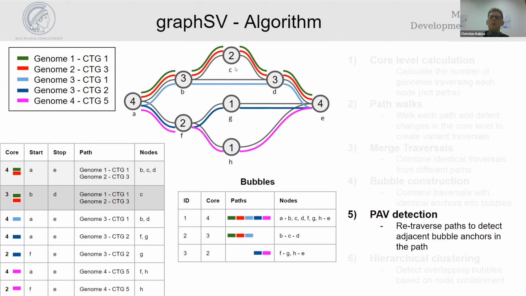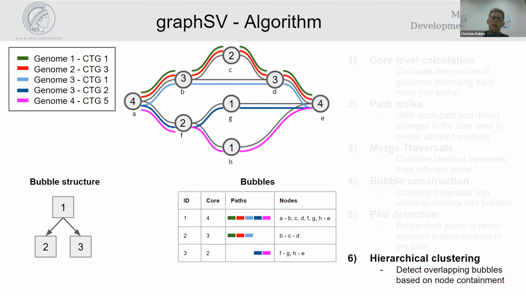And then the last step that we can do is a hierarchical clustering, and based on the nodes that are present in a larger bubble and in a smaller bubble, we can then tell if, in this case, this large bubble, bubble number 1, fully contains bubble number 2 and number 3, but they don't overlap, they are independent. So we get a bubble structure like this, which represents the nested variation in our line.